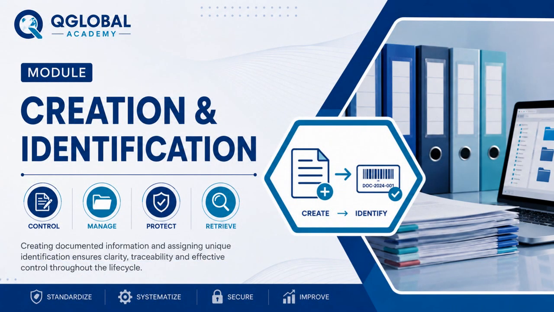This module covers the creation and identification of documented information. It ensures each document is clearly defined and assigned a unique identity. This supports traceability, consistency, and effective control throughout the document lifecycle.